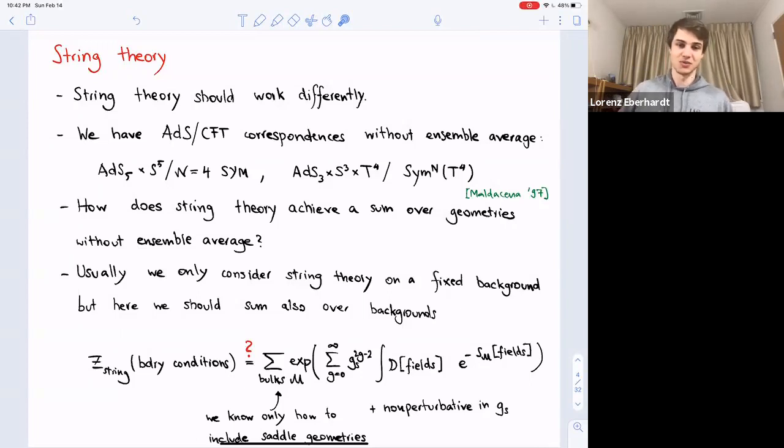The argument I showed you before seems super generic, that the partition function on some disconnected boundary is not the product of the partition functions in semiclassical gravity.